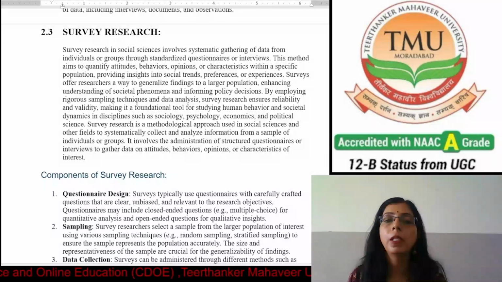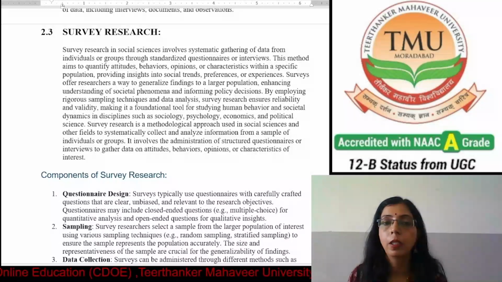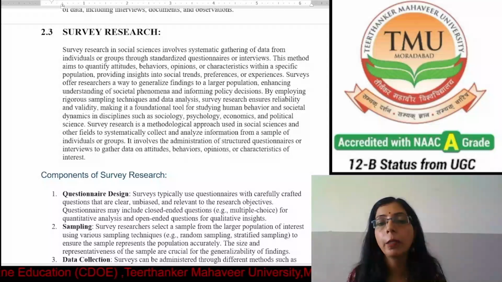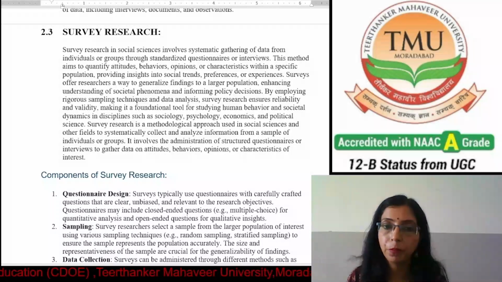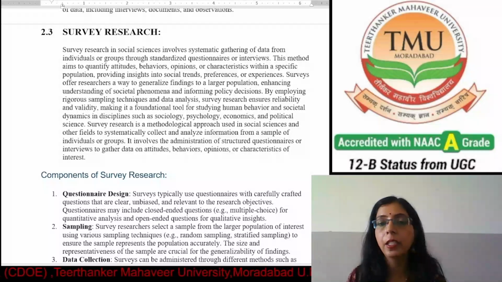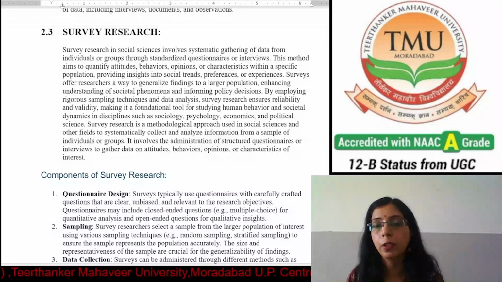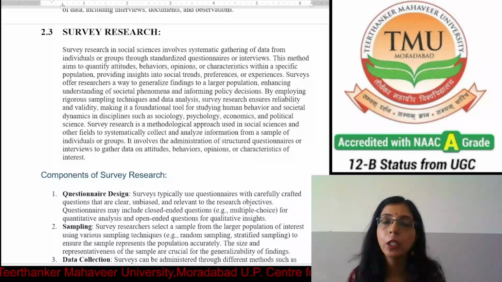Very large samples can be accommodated, making the results statistically significant. Different modes for administering a questionnaire are available with the researcher. Instruments of data collection are standardized, which implies more reliability and validity of the instrument which we are going to use for our data collection purpose.